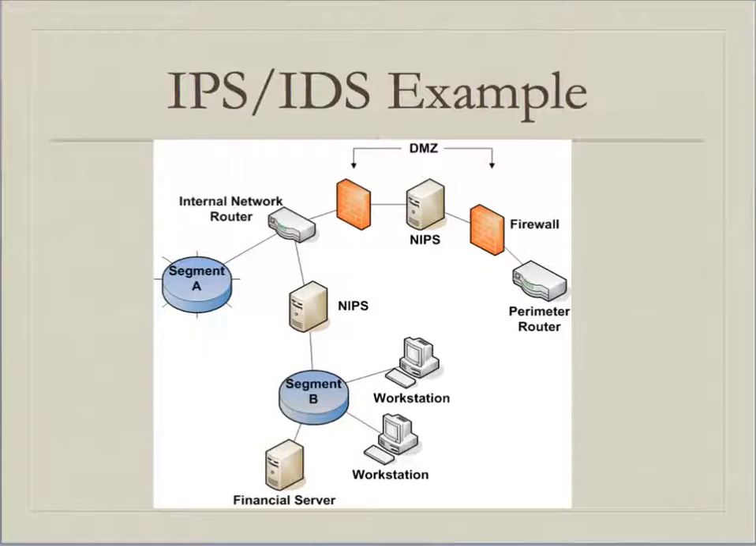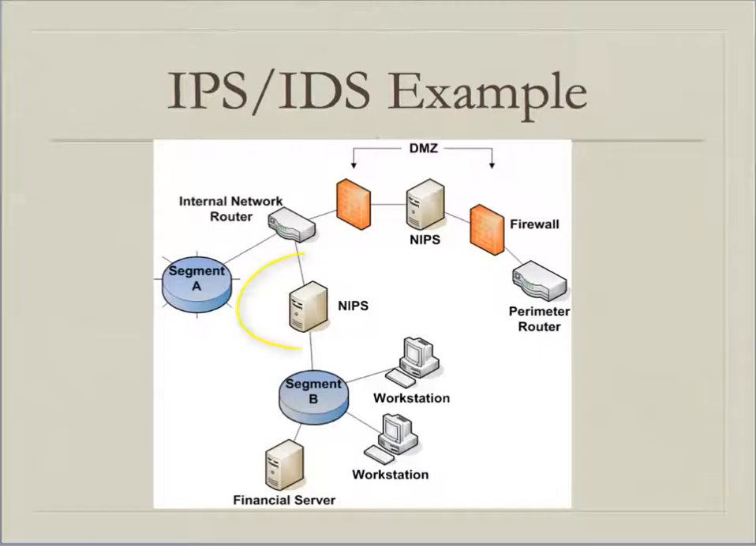If you notice, the network is divided into two segments, segment A and segment B. Segment A has public and confidential data on it. Segment B has restricted data on it, which means that the data in segment B is very sensitive, and its loss or damage can cause significant damage to the business.